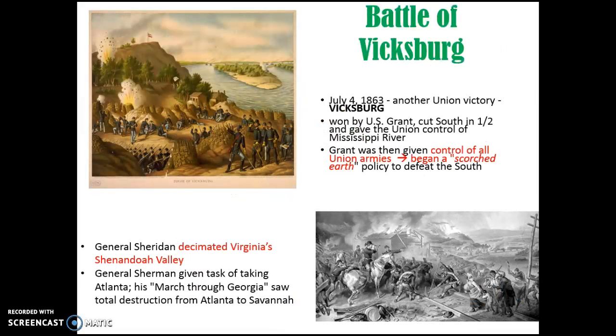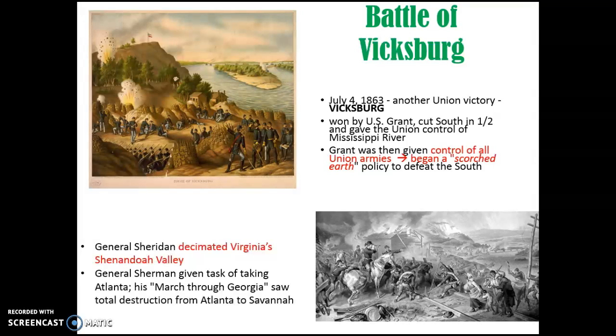Grant was then given control of all the Union armies, and he began what is called the Scorched Earth policy. I should have learned about that with Napoleon going against Russia, how Russia scorched the earth, so there was nothing left for Napoleon's army to live off or feed off, and that's how they defeated him. So Grant did the same thing in the South. He just destroyed everything. He destroyed their crops. He destroyed their plantations, not leaving the Southerners with much to survive on.